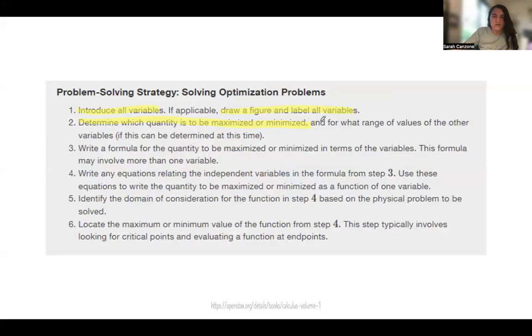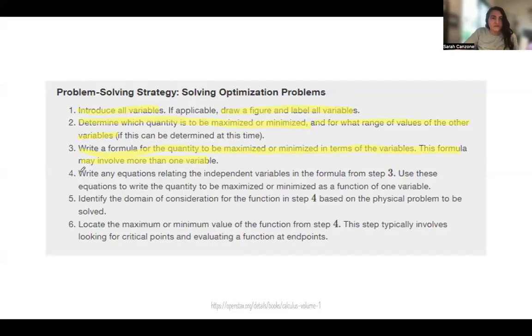And then also just the range for the values if we have a special range. We will see a situation where we do have a special range. We'll write the formula for what we're maximizing or minimizing in terms of the variables. Again, that could be area, perimeter, volume, cost, really anything. It may involve more than one variable, so that is entirely dependent on what we're looking at. If it's area, obviously we have two variables. If it's a box, we probably have length times width. We can have multiple variables.